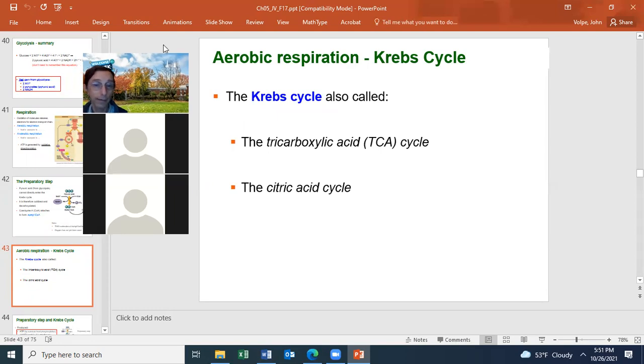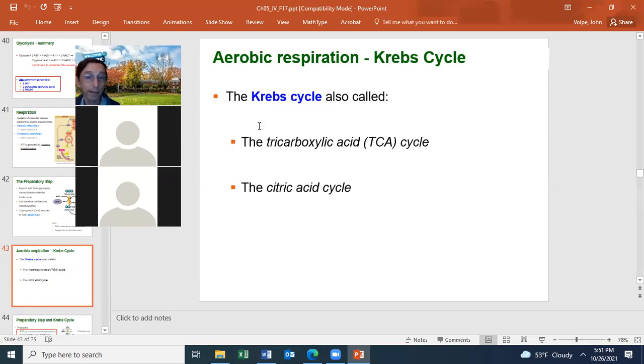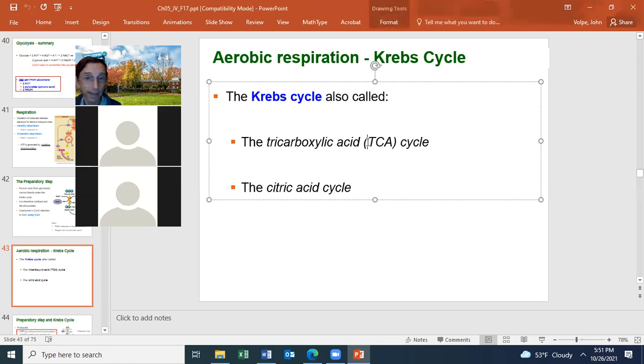The acetyl coenzyme A can now enter the Krebs cycle. You should know that the Krebs cycle is also called the tricarboxylic acid cycle or the citric acid cycle, and that's usually abbreviated TCA. It's called the Krebs cycle because Dr. Krebs discovered it. Your textbook calls it the Krebs cycle, and that's the way I learned it, so I call it that as well.